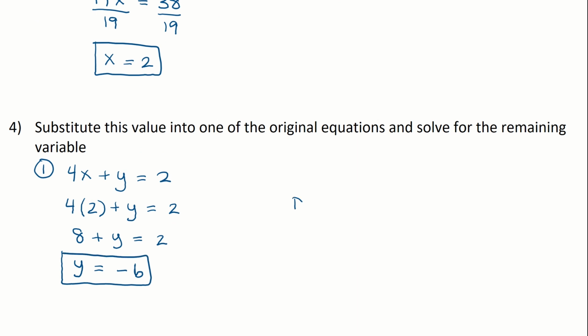So in this case, our point of intersection, or our solution, is x is equal to 2, y is equal to negative 6.